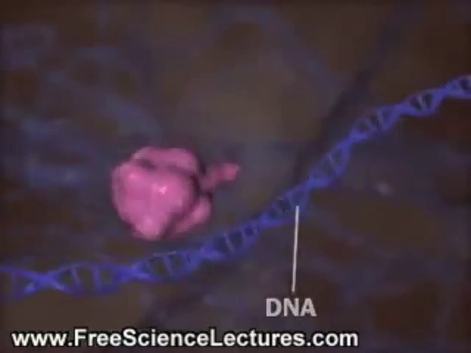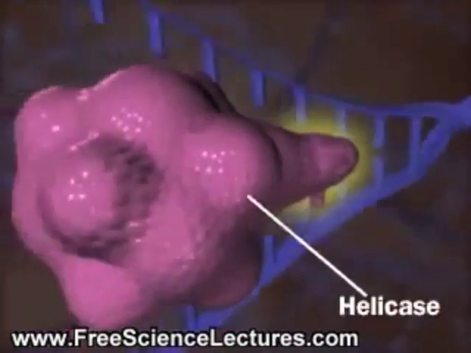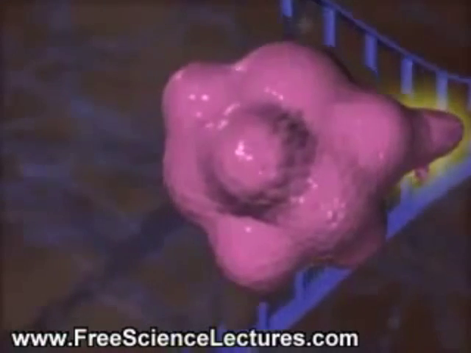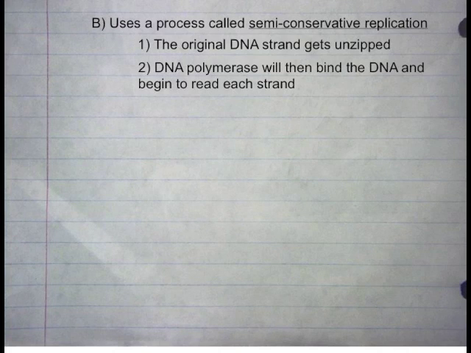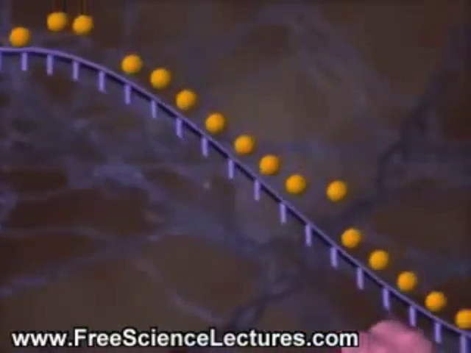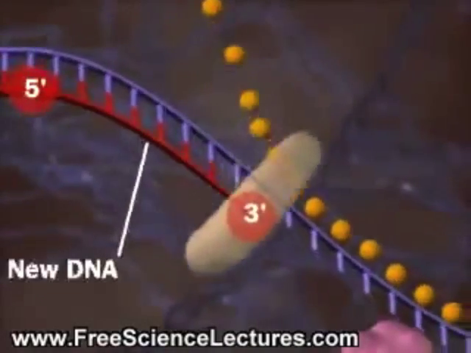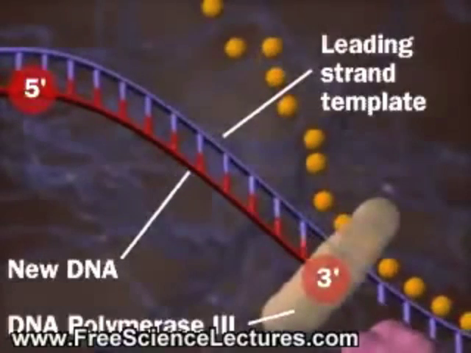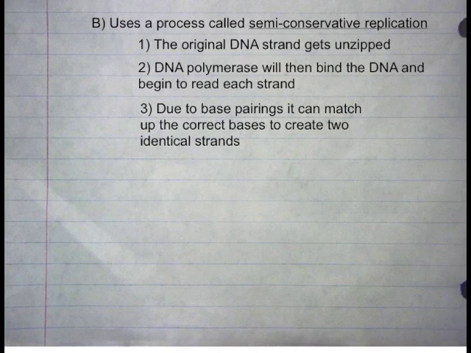In this diagram here, we see a protein binding to the DNA and causing it to unzip, allowing us to have two separate fragments. These fragments can be read, and identical copies can be made using DNA polymerase. DNA polymerase will then bind the DNA and begin to read each strand. In our diagram here, we see one of the strands of DNA has some proteins attached to allow DNA polymerase to attach. It then creates a matching base thanks to the base pairings that go with DNA. The process repeats. Due to base pairings, it can match up the correct bases to create two identical strands.